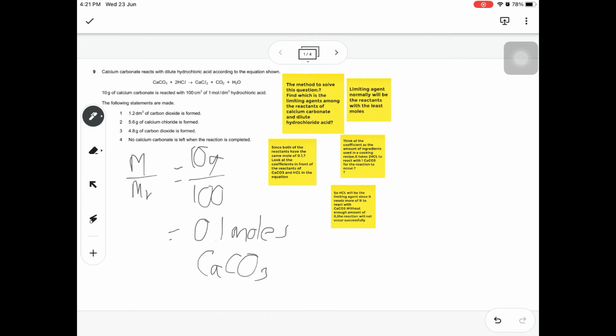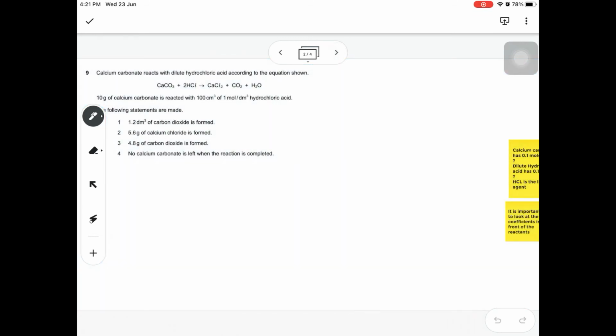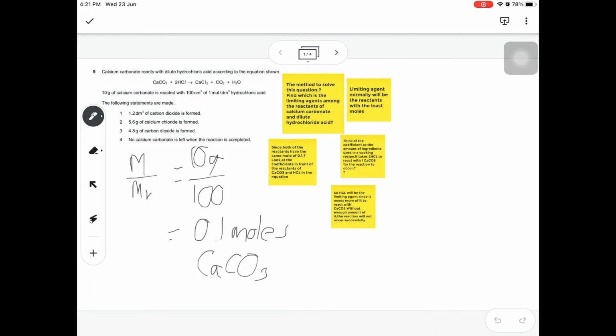So now we'll be finding the moles of the hydrochloric acid. So find the moles from the concentration and volume. We'll be using this formula of concentration times volume over 1000.